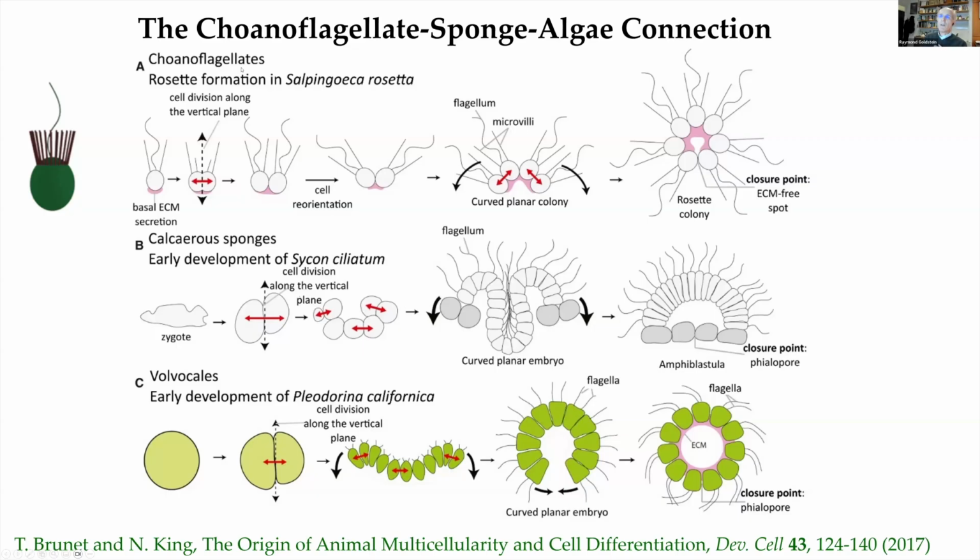And in it, they talked about three different kinds of organisms, which, in their view, actually have some interesting connections. The first are called choanoflagellates. So these are unicellular and multicellular organisms that are the closest living relatives of animals.